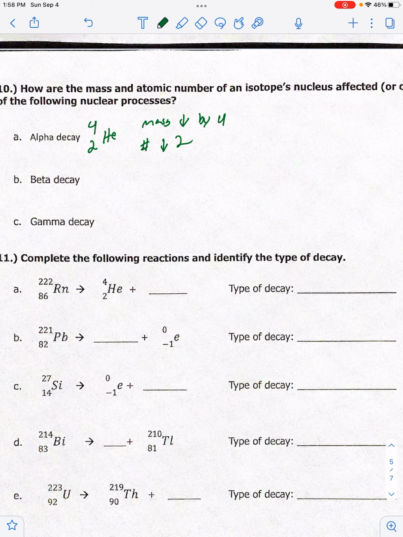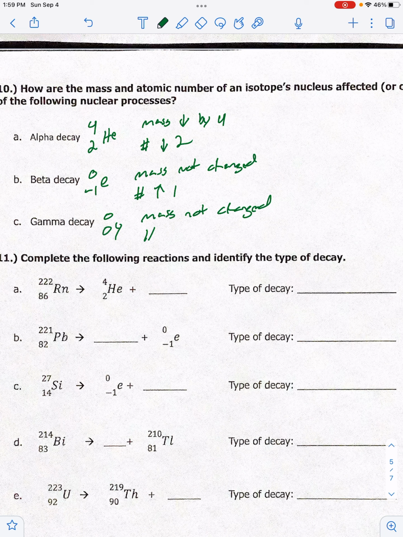Now beta decay is a 0, -1 e, so if I lost that, my mass really wouldn't change. So mass not changed. If I lost something negative, I'm going to become more positive, so my atomic number is actually going to go up by 1. And gamma is going to be your 0,0 gamma. If I lost that, I'm not losing anything, I'm just losing energy, so my mass not changed, and my atomic number not changed.